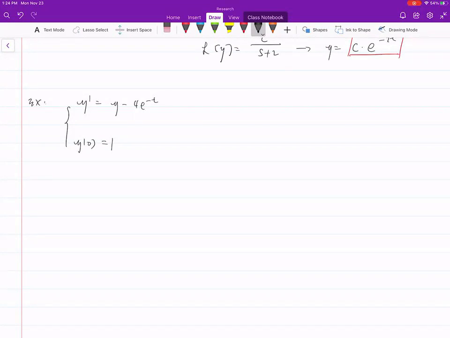Okay, how do you do this problem? If you don't know Laplace transform, you probably want to do this. After that you find the integrating factor on both sides, and then you go ahead. So this one can be done by integrating factor.